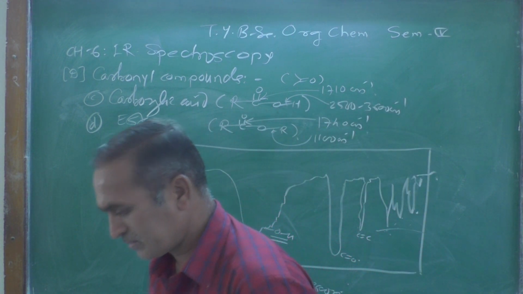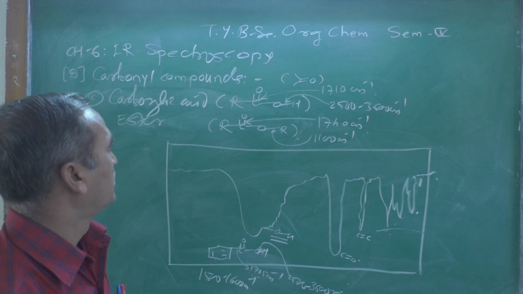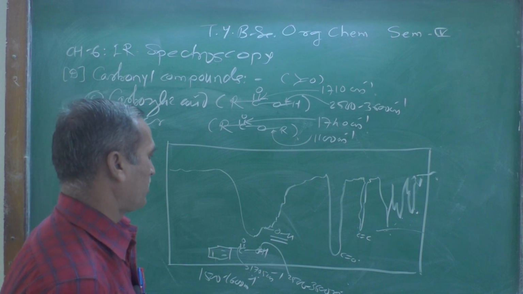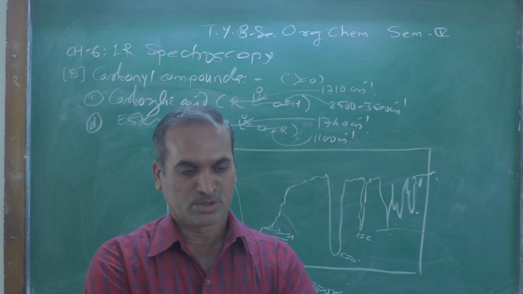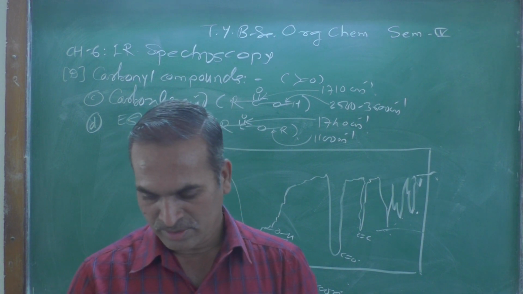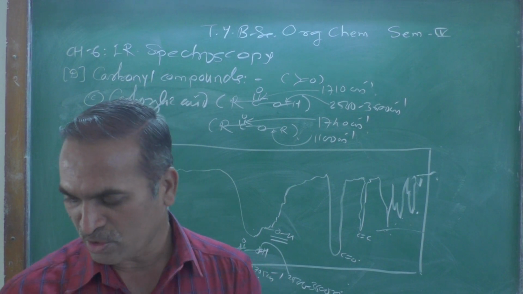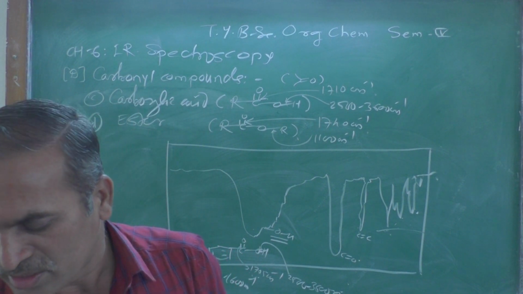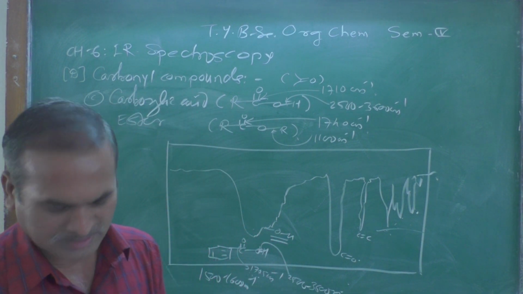These two are very important regions as far as organic chemistry IR spectroscopy is concerned. So in this way we have learned this one. Now the next point which we are going to discuss is amines and amides.